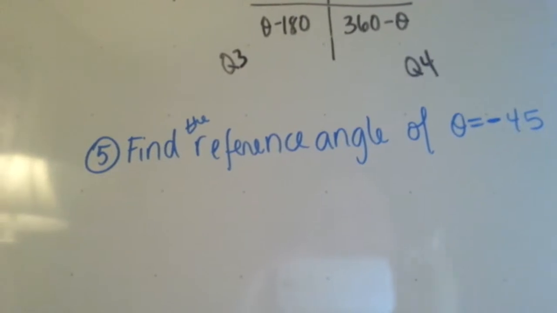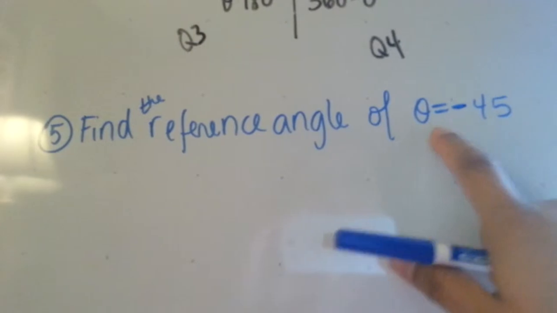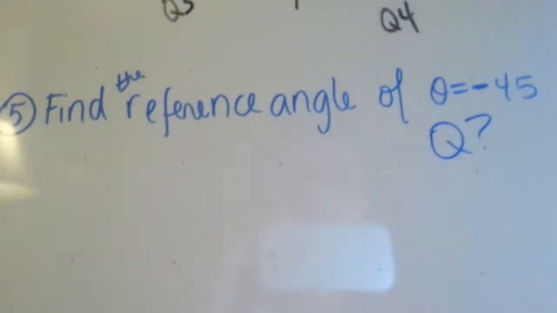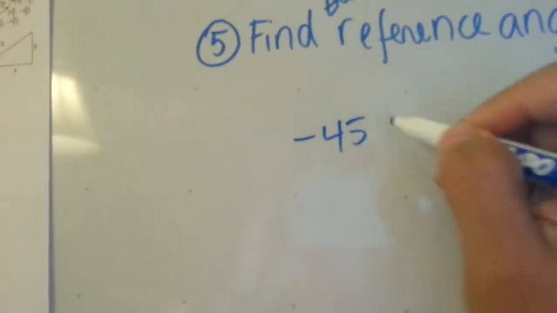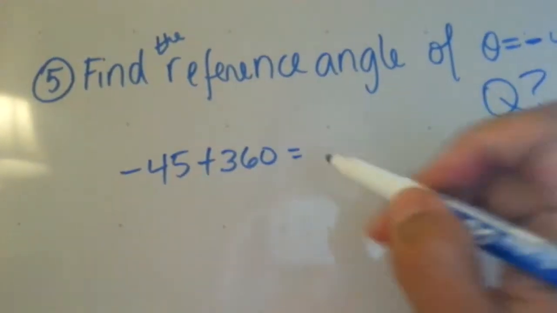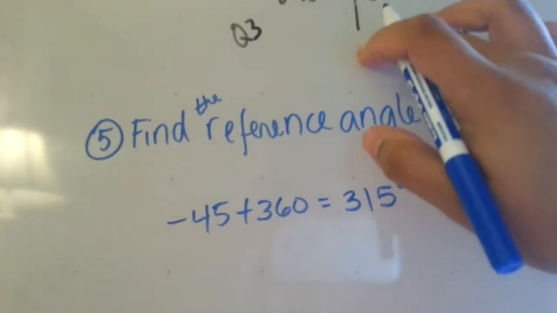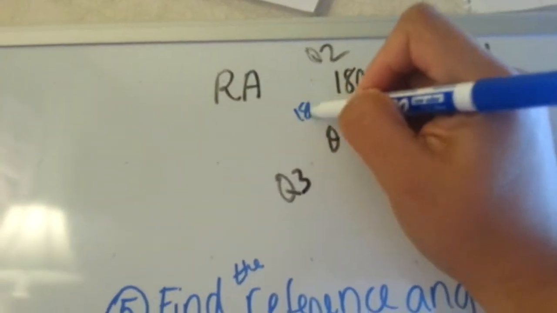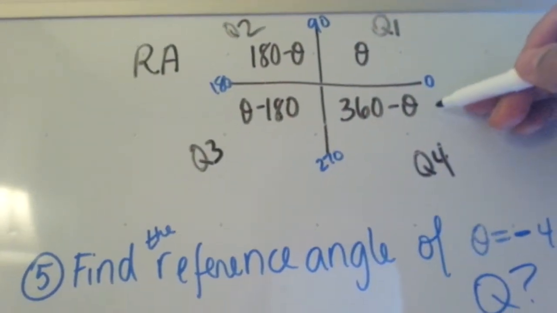We want to find the reference angle of theta equals -45. Now this is clearly not between 0 and 360. So what quadrant is it? What we're going to do is add 360 to this number. So -45 plus 360 equals 315. Remember, this is 0, this is 90, this is 180, and this is 270. So 315 falls here in the 4th quadrant.